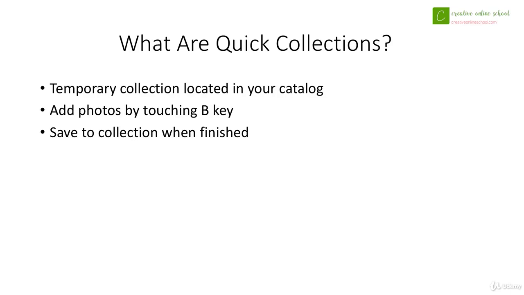You can add photos to it by pressing the B key while you navigate your library, unless, of course, you've already assigned your B key to a different group. When you're finished adding photos to your Quick Collection, you can turn it into a real collection and, in doing so, reopen your Quick Collection to a new batch of images.